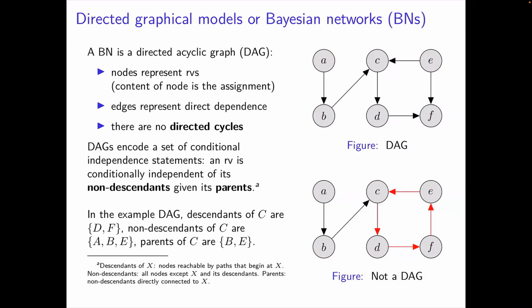The non-descendants are all nodes except, so let's see, the descendants of C are nodes reachable by paths that begin at C. So this is a descendant, this is another, and that's it. The non-descendants are all nodes except its descendants. So A, B, and E are nodes that are non-descendants of C. And the parents are the non-descendants that are directly connected to C. So only B and E. Right? And that's the example I give you here.